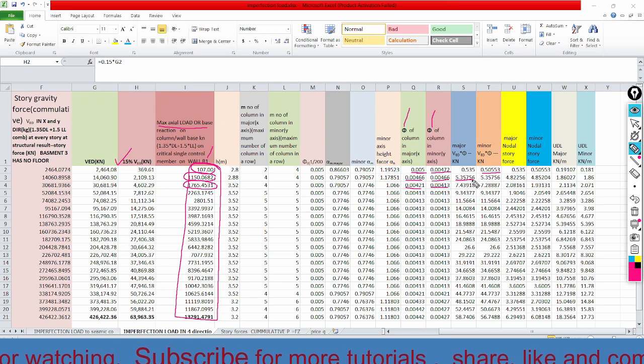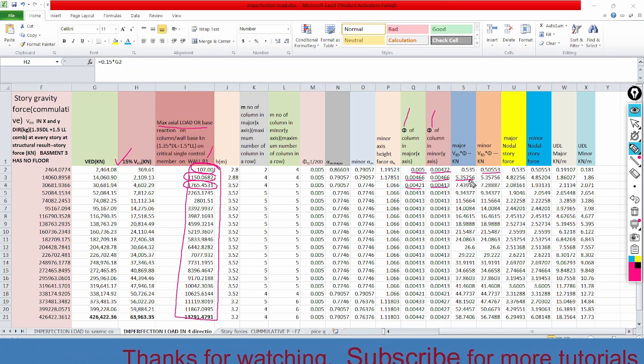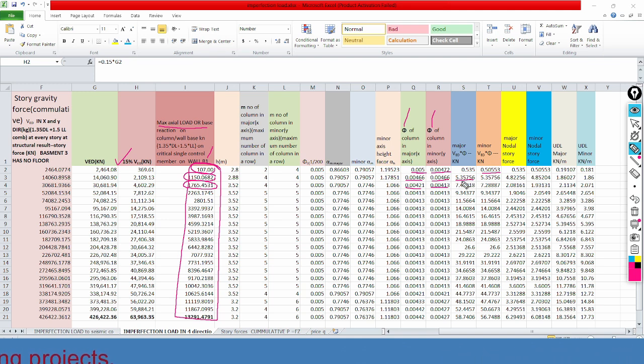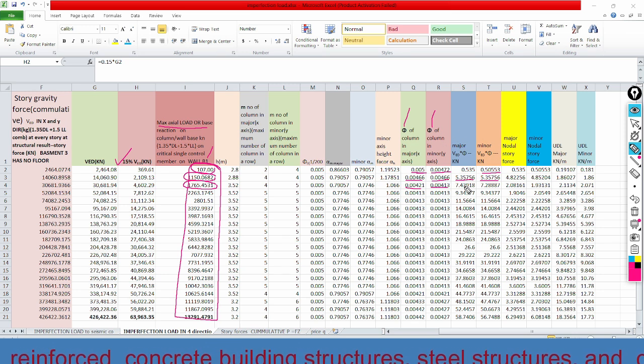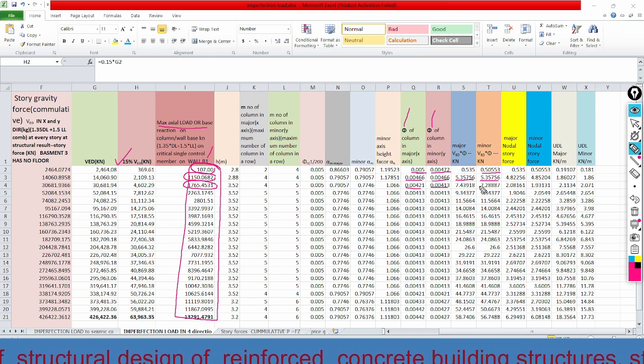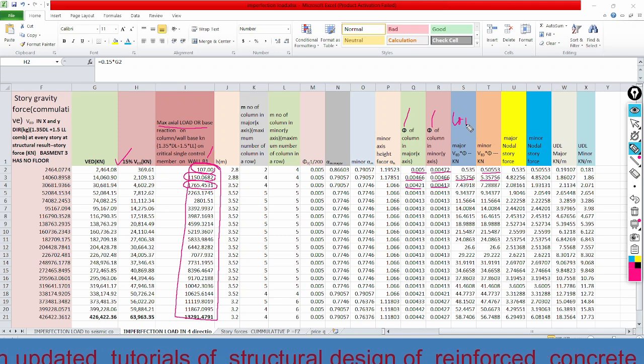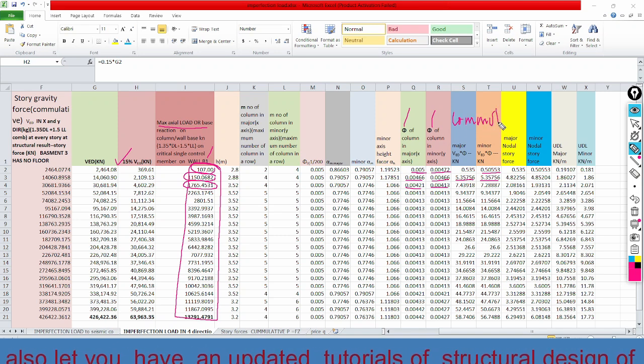And here I also have the lateral load which will be applied at the top of the 16th story, in both the x and y directions. So this is the cumulative value.